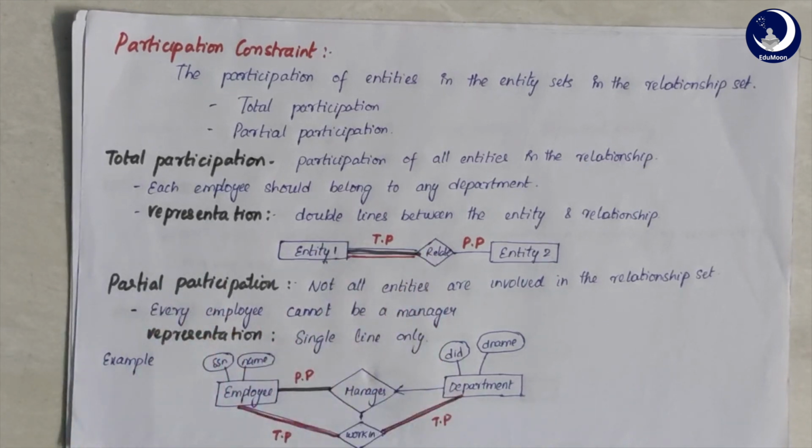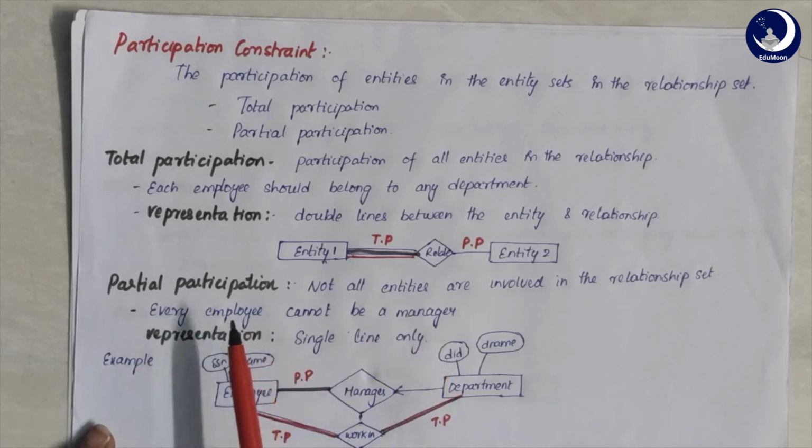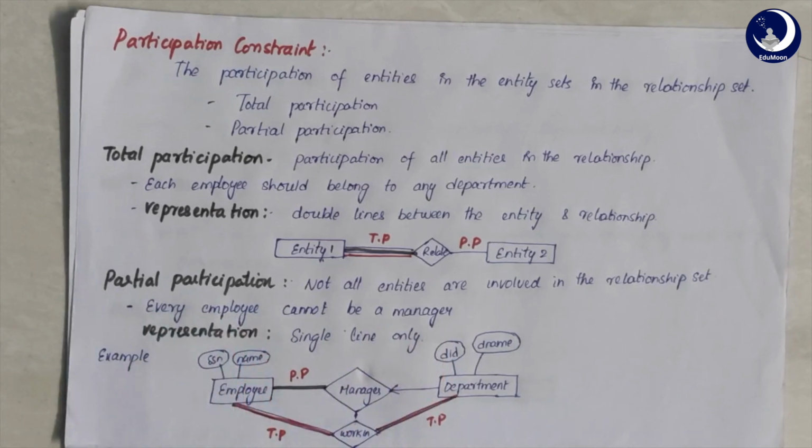Next, partial participation. We say a participation is partial if not all the entities in the entity set are involved in the relationship set. For example, there can be any number of employees working in a department, but there can be only one manager for one department. So, every employee cannot be a manager. Here, the employee is a partial participation in the managing relationship. This is termed partial participation.